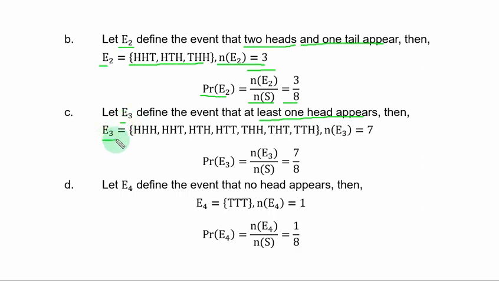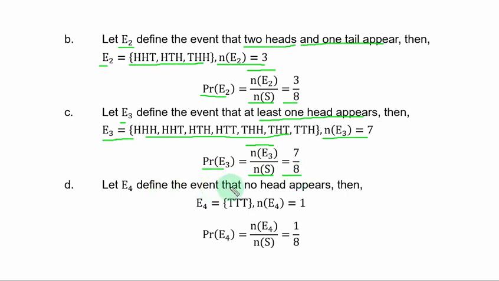So you have the event E3 equal to, you go to the sample space and locate all the sample points with one head, two heads, and 3 heads. You have it in this form, and they are 7 in number. Therefore, probability of E3, that is at least one head appears, is equal to the number of elements in E3 over total elements in the sample space, and that is 7 over 8.